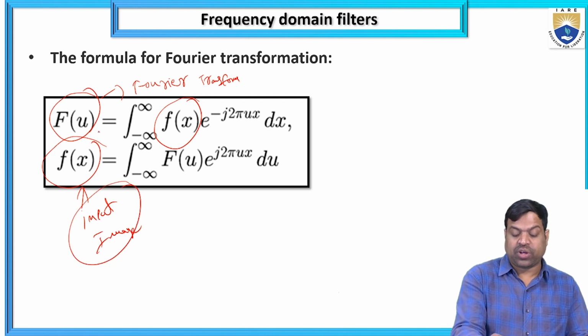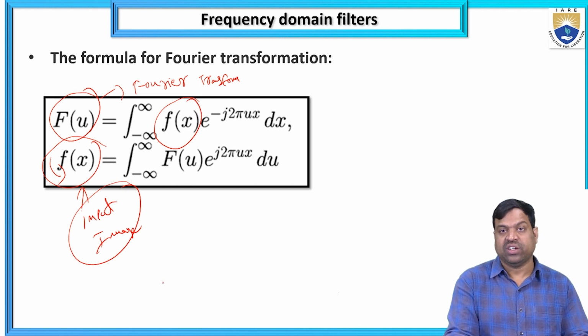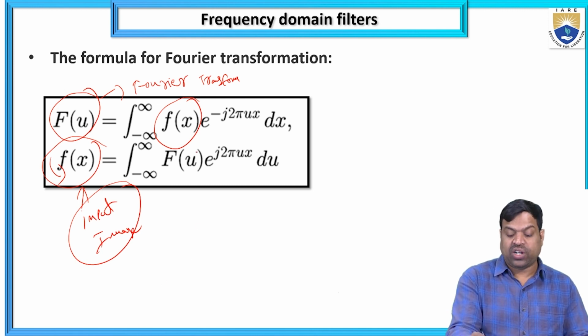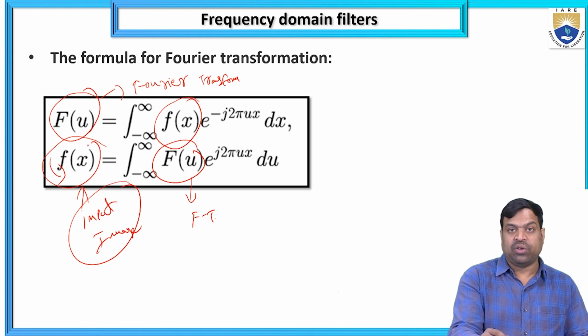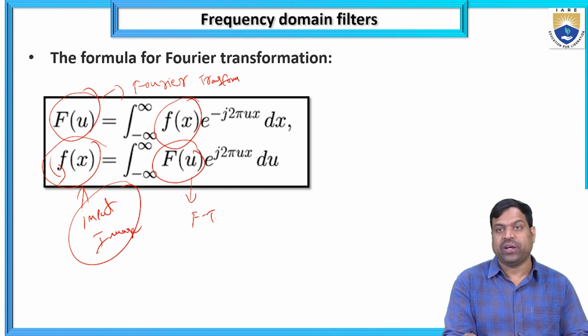So the Fourier transform capital F of u is equal to the input function. First we have to know what the input function is. The input function is small f of x. It is the integration from minus infinity to infinity of capital F of u into e power j 2 pi ux. What is F of u comma v? It is nothing but the Fourier transform function. So if I want the Fourier transform, it equals the integration from minus infinity to infinity of the input function small f of x into e power minus j 2 pi ux into dx.